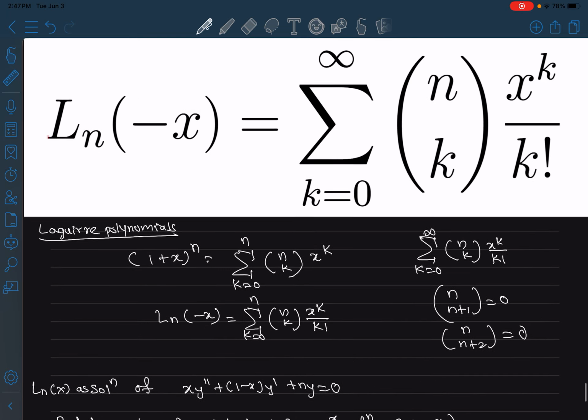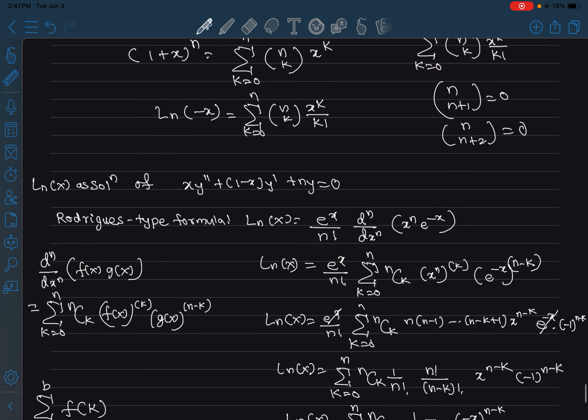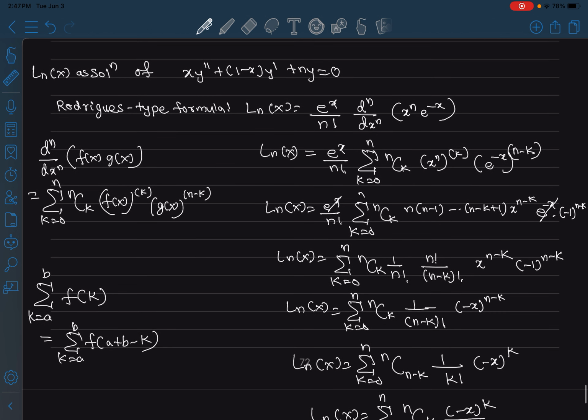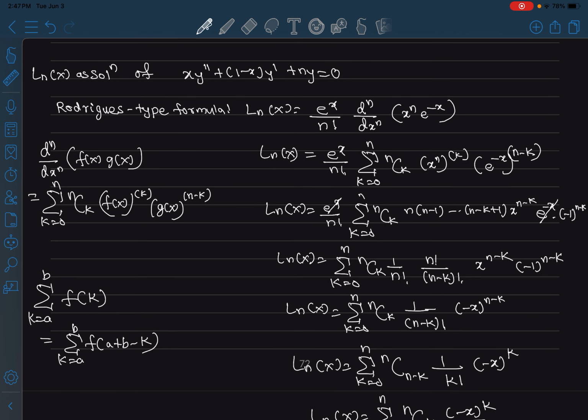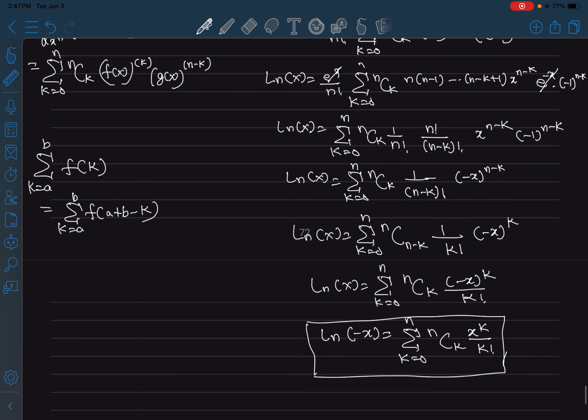Okay, so I hope you enjoyed this. Just to recap, I showed why this is beautiful, and then we used this Rodrigues-type definition, and then we used this formula for the nth derivative of a product, and then what we did was just use this property of a sum, and that gave us the answer.